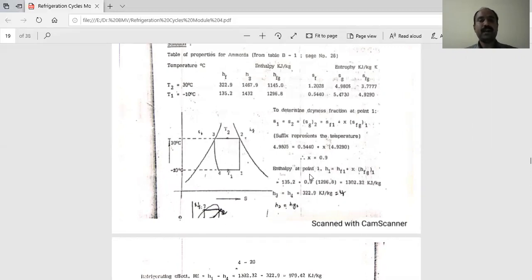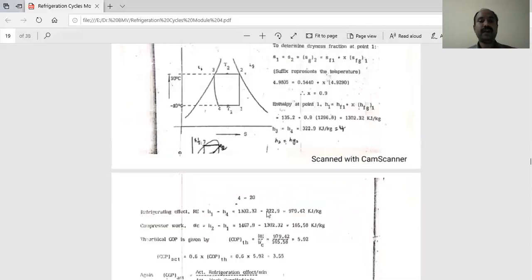Then enthalpy at point 1, H1 is equal to Hf1 plus X into Hfg1. Then substitute all these values, and we find H1 is about 1302.32 kilojoules per kg. Then H3 is equal to H4, which is also the saturated liquid, so the value of Hf is 322.9 kilojoules per kg. H2 is equal to Hg2, that is a dry saturated steam.